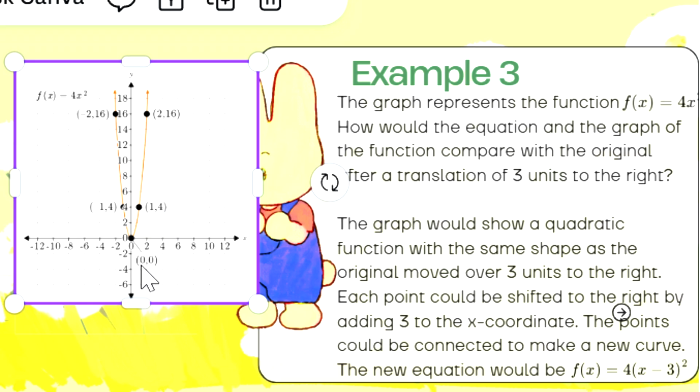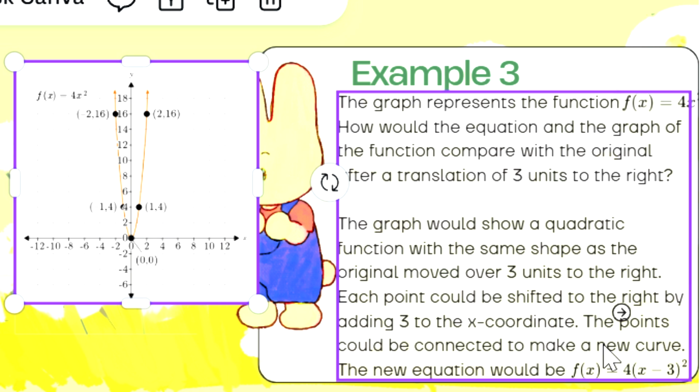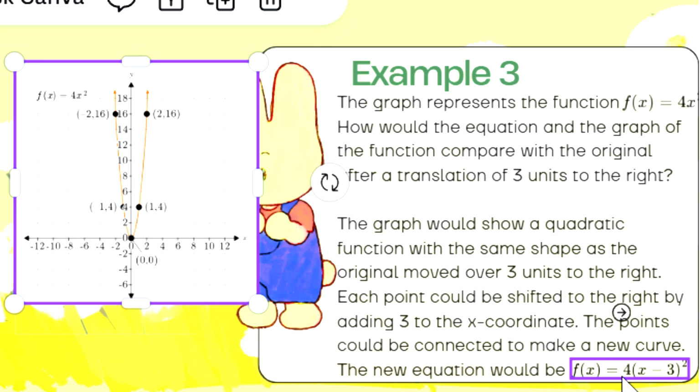So this one is going to become (3, 0). This would be (2, 4). This would be (4, 4). And the new equation will look like this because it's going to have that minus 3, because it's moving to the right. So it has to be the opposite.